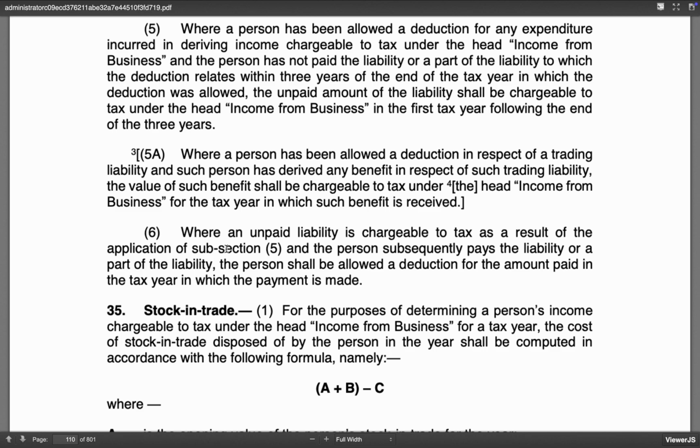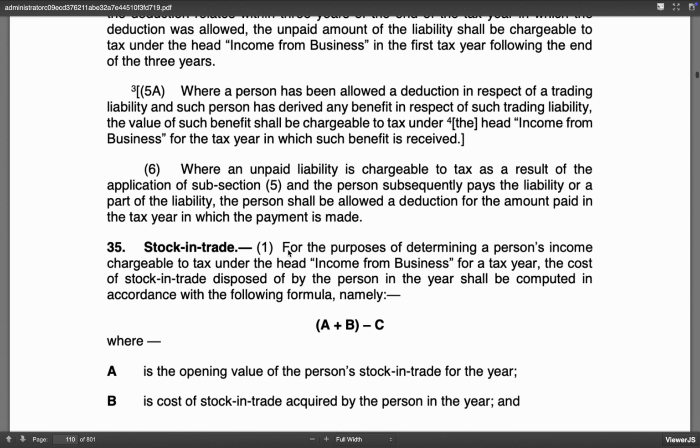Achha, subsection 6 says that any unpaid liability, if it eventually gets paid, this relates to section 5, and there is the possibility that a business genuinely has booked an expense and the creditor has not taken the payment even after 3 years, but eventually after 5 years he takes payment. So that expense will then be allowed in the fifth year or whenever that liability is paid.